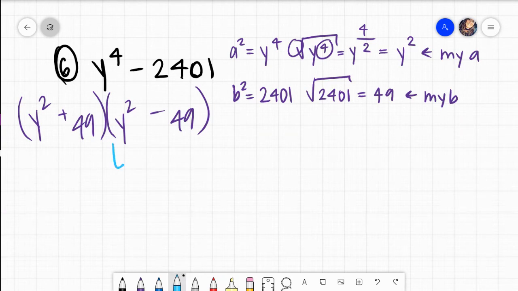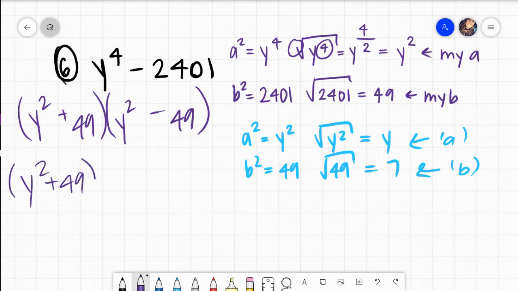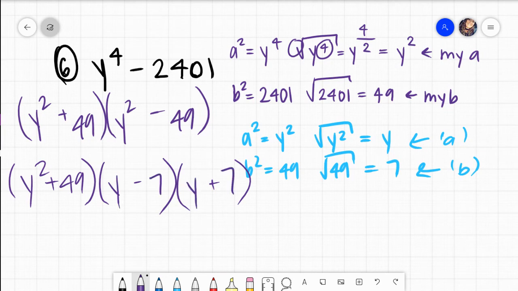So now I'm going to do this in a different color because this is what I'm looking at. So here my a squared is y squared, taking the square root of y squared. I've done it a couple times, y'all, okay? It's y. And then my b squared is 49, taking the square root of 49, I get 7, right? So that's my a, that's my b. Let's go ahead, bring down that first factor to your template, and then my a is y, my b is 7. Now that's your final answer.